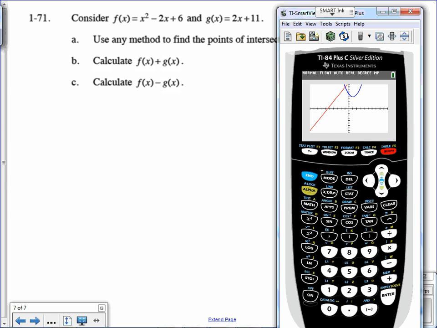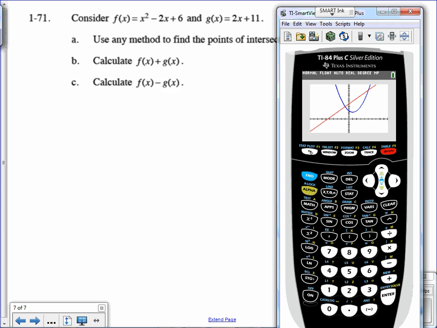So we're going to need to change our window. Remember, to do that, you can press window. Let's increase our y max to 25 and see if that's enough. If it's not, we'll adjust it again. So let's go back to our graph. And there we go. We got one intersection, and there's the second one. So it's going to intersect in two places.